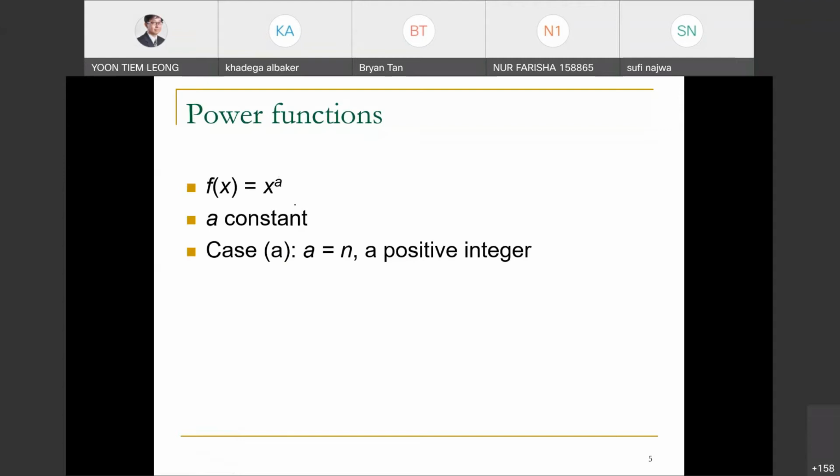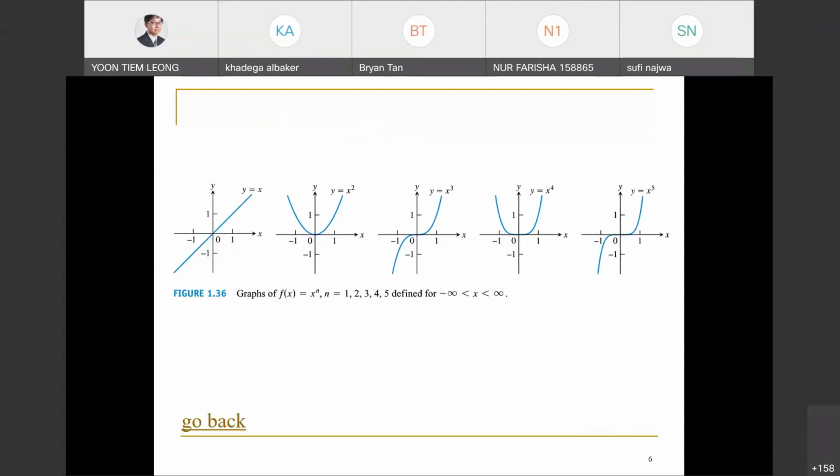For example, you could have f(x) equals x, the independent variable, raised to a power of a, where a is a positive constant. It could be x to the power 1, x to the power 2, or x to the power 5. This is what we call a power function, a simple function, and the graph of the power function looks like this.